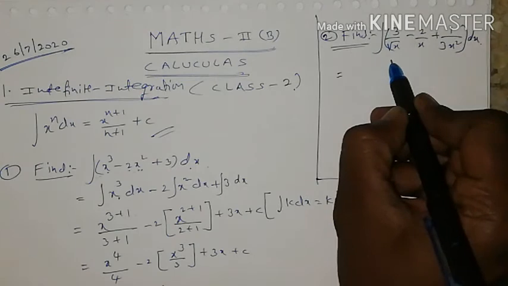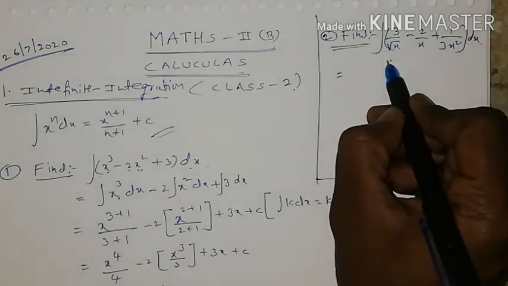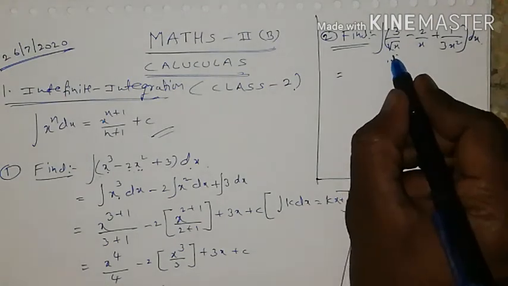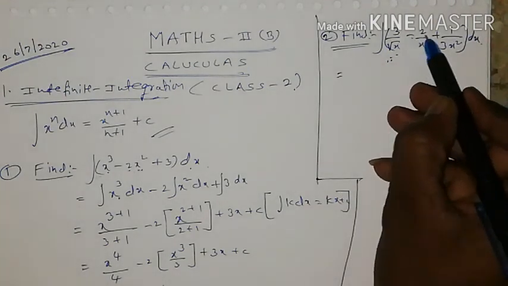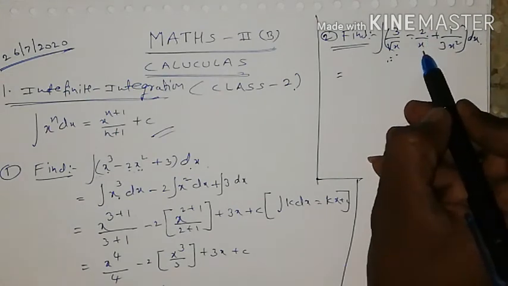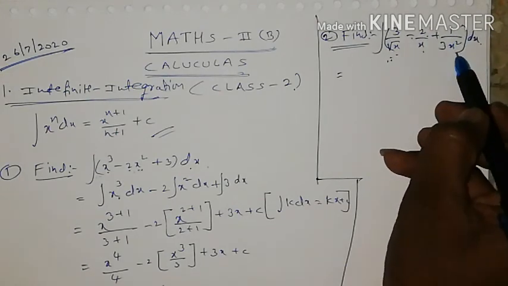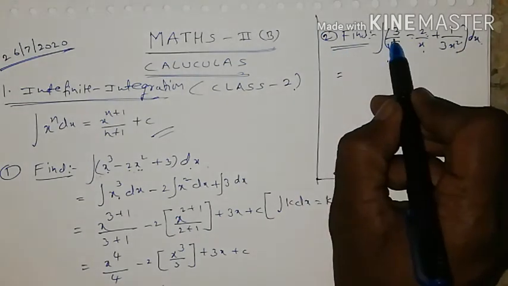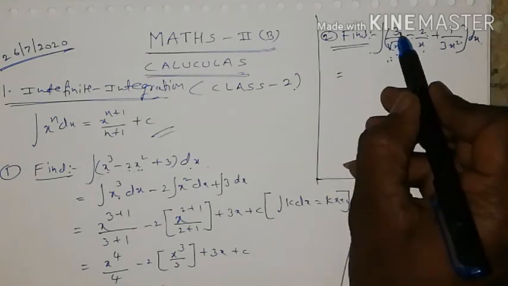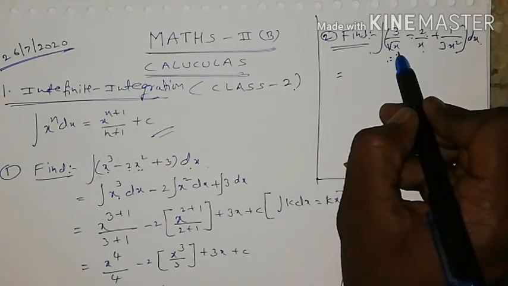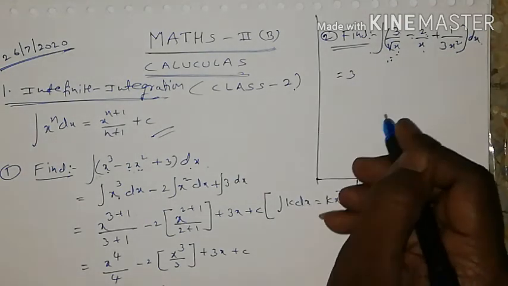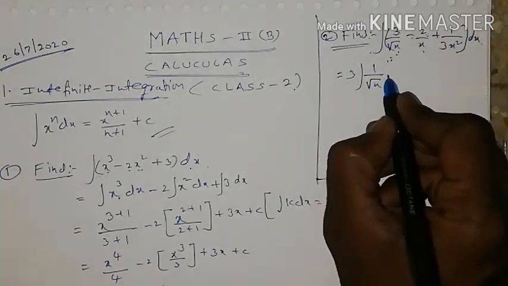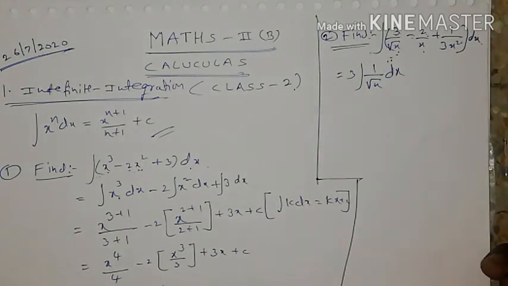So what is the first term here? 3 by root x. This can also be written like this, where 3 is the quotient of 1 by root x, and minus 2 is the quotient of 1 by x. And here 1 by 3 is the quotient of 1 by x square. So first you have to take the quotients outside. Here 3 is the quotient of which term? 1 by root x. So I am separating them: 3 into integration of 1 by root x into dx. This is the first term separation.